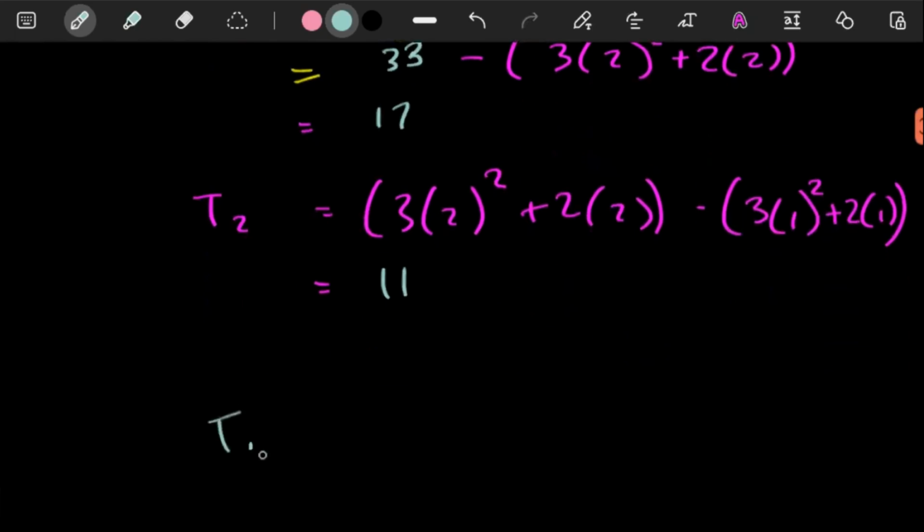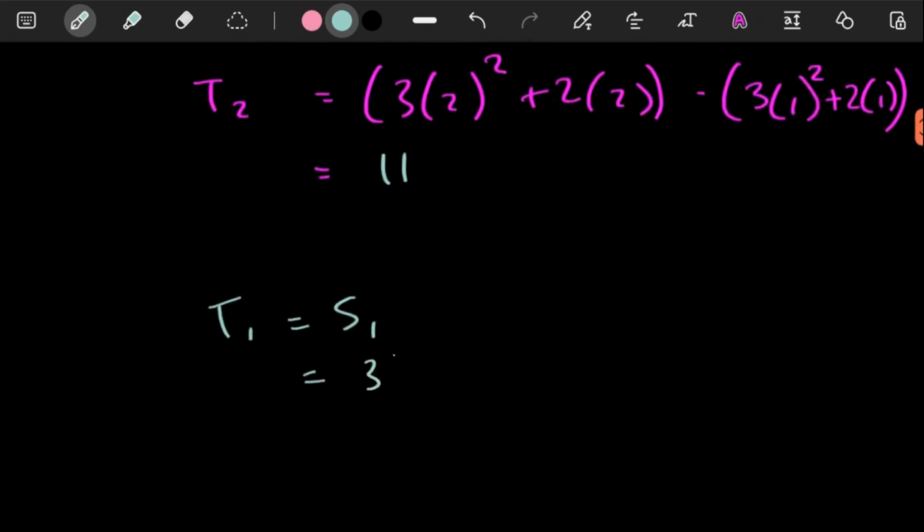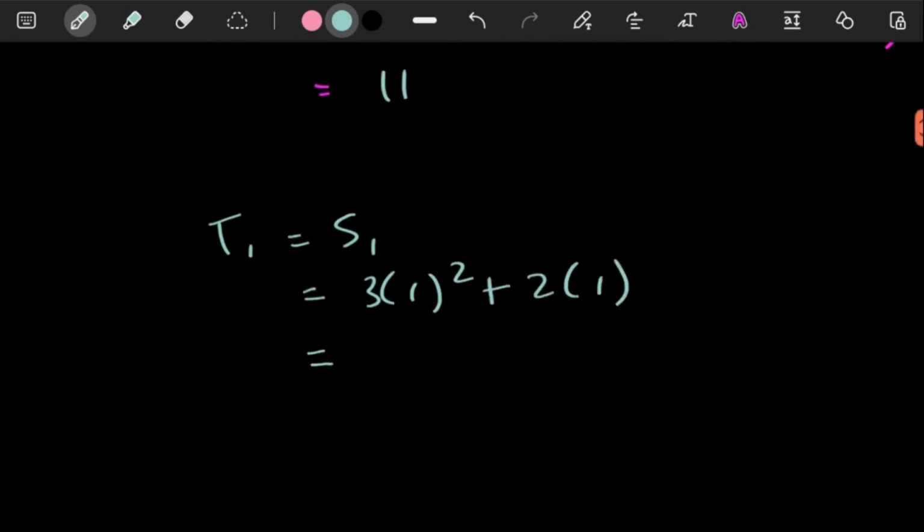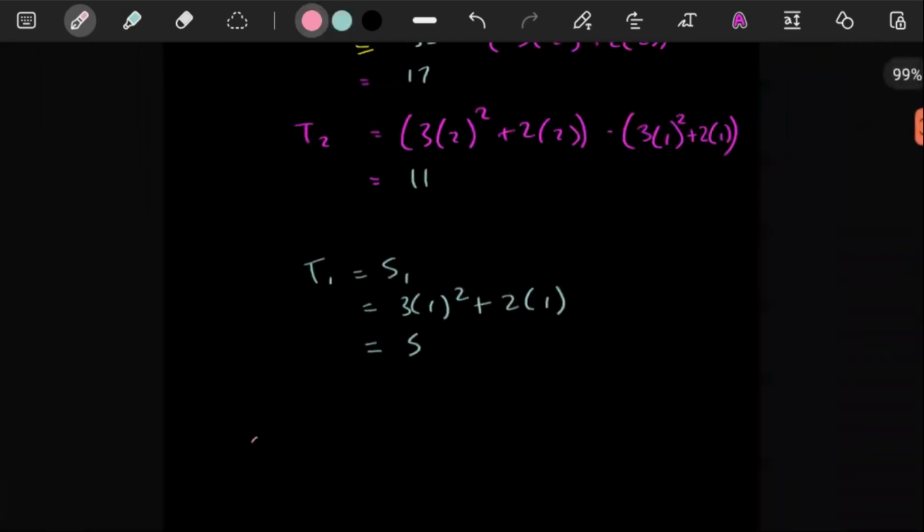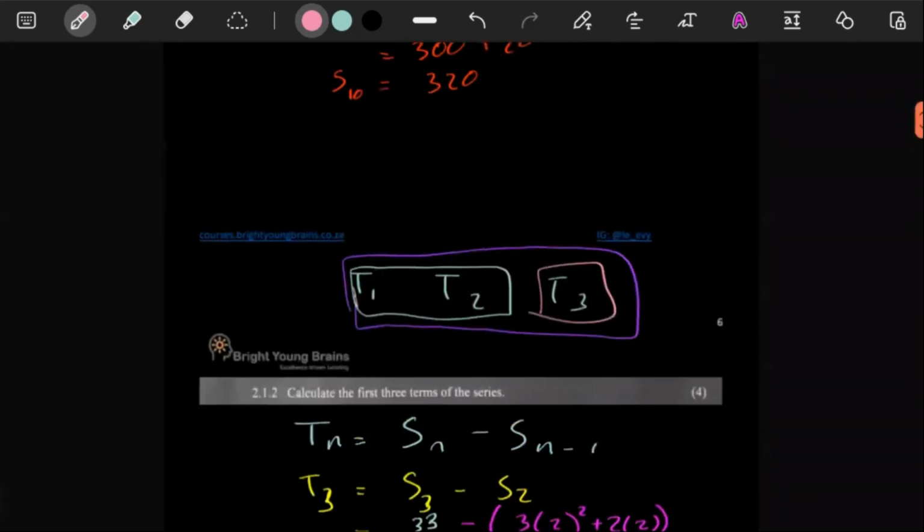And then obviously T1, you can just say S1. So S1 is just 3 times 1, because the sum of the first one term, I mean, you get the idea. Just saying it feels a bit weird. But if you add up one term, it's just going to give you the first term. That's a 5. So this sequence looks as follows: 5, 11, and 17. The jump seems to be 6. So it's an arithmetic sequence, which is fine.